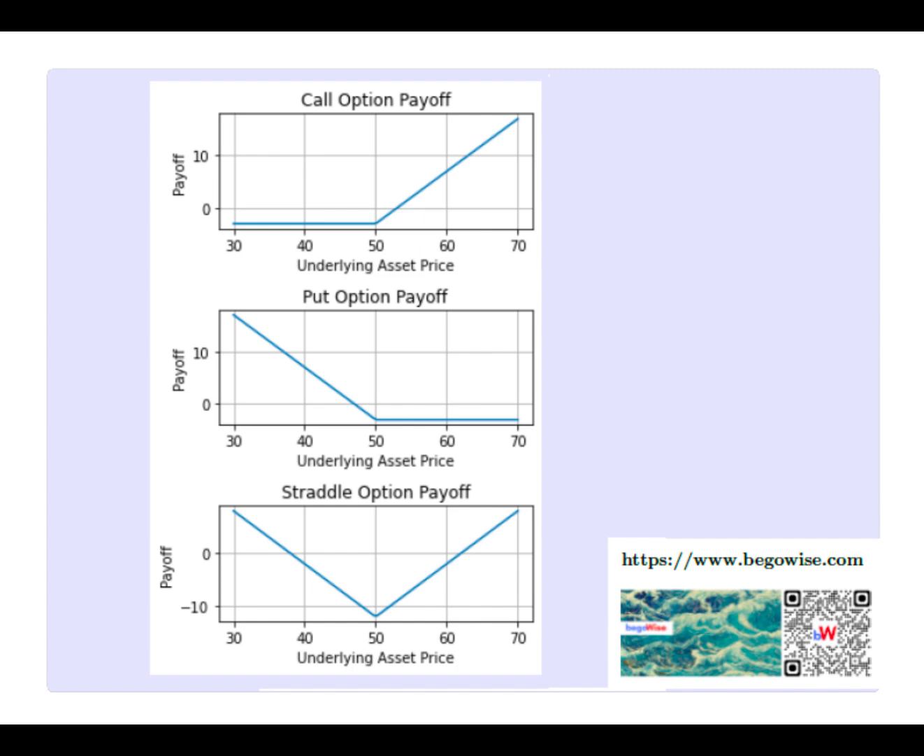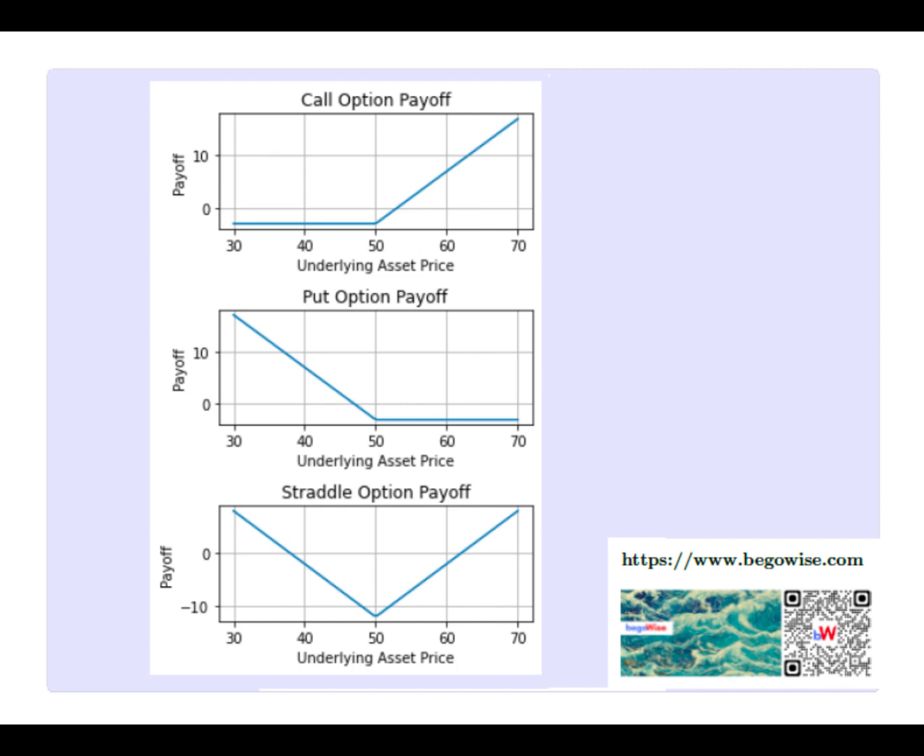In the money. If the stock price is below the strike price, the put option is in the money. The payoff function continues to rise as the stock price decreases further. This reflects the increasing value of being able to sell the stock at a higher strike price than the current market price. 3. Straddle payoff.